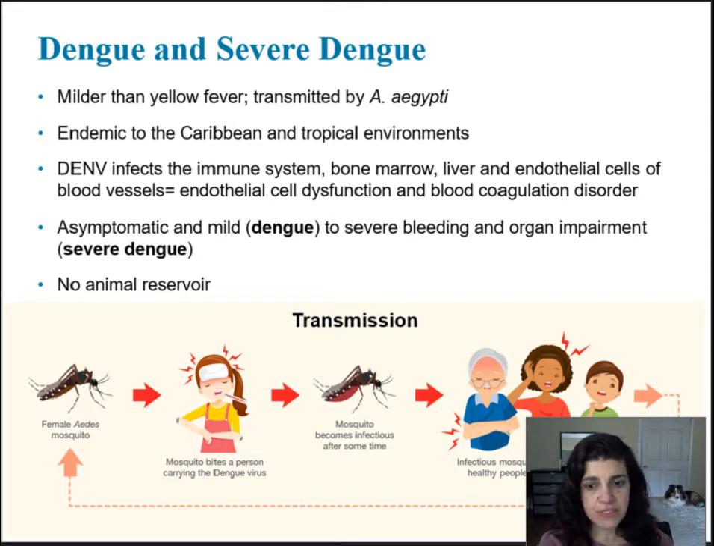Dengue and severe dengue. Dengue is very similar to yellow fever, even in the sense that it's transmitted by the same vector, the Aedes aegypti mosquito. It's endemic in the Caribbean and tropical environments, and the dengue virus, that's the name of the virus, infects the immune system, bone marrow, liver, and endothelial cells of the blood vessels. So it affects the blood vessels, and it is considered a classical fever and hemorrhagic rash syndrome.